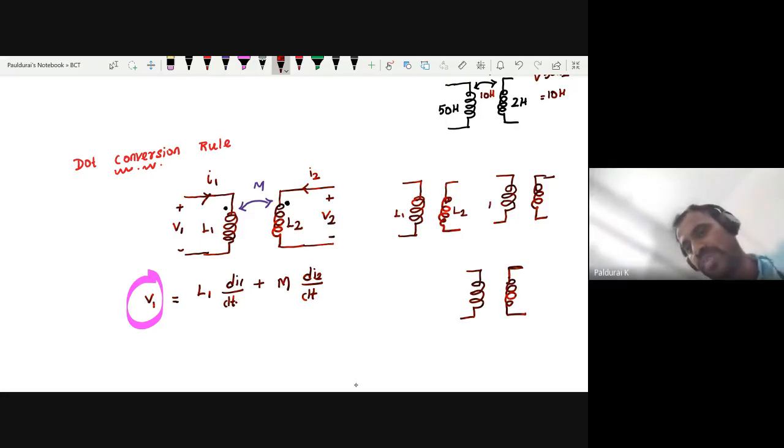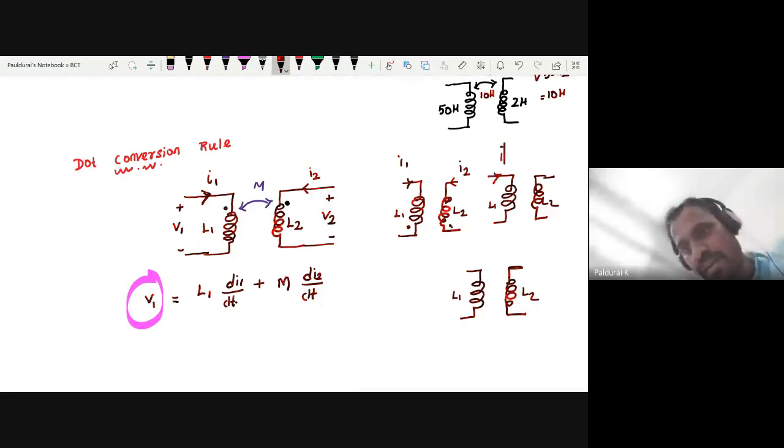L1, L2, just to fill L1, L2 everywhere. Both may be entering or both may be leaving, right? Here current is entering at this dot. So here also entering, I1, I2. Or here, what is the other possibility?